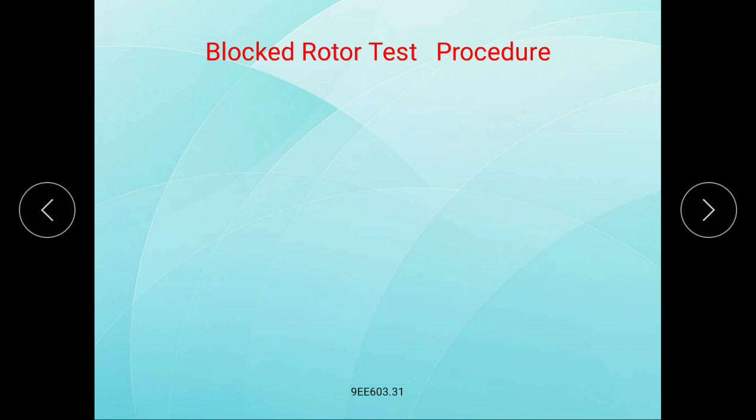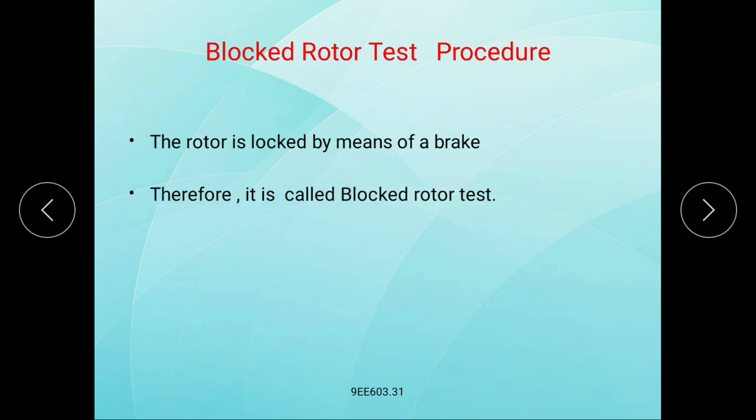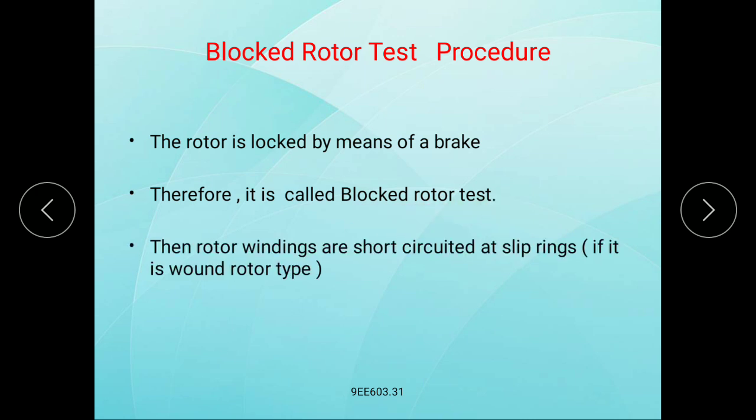Now the rotor in the blocked rotor test is locked by means of a brake. That means it is not rotating, it is braked. So brake means there is no rotation, therefore it is called the blocked rotor test. Then the rotor windings are short circuited at the slip rings if it is a wound rotor type.